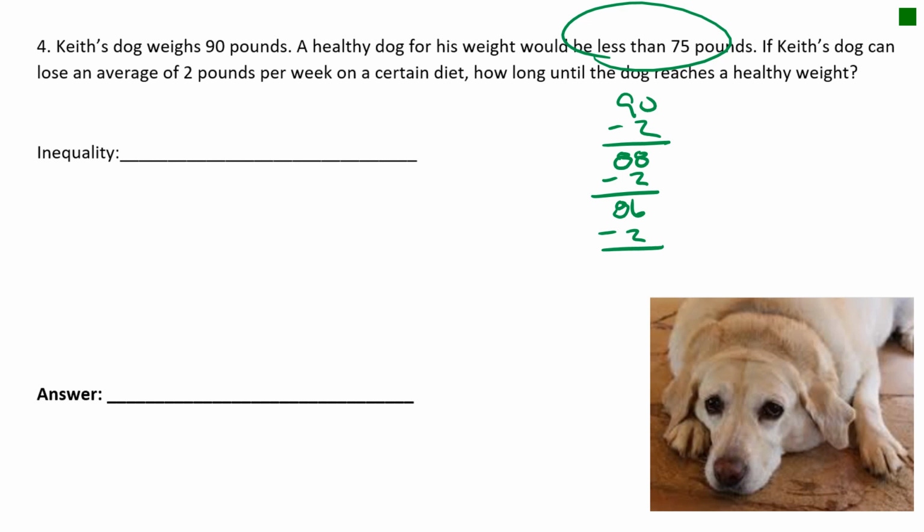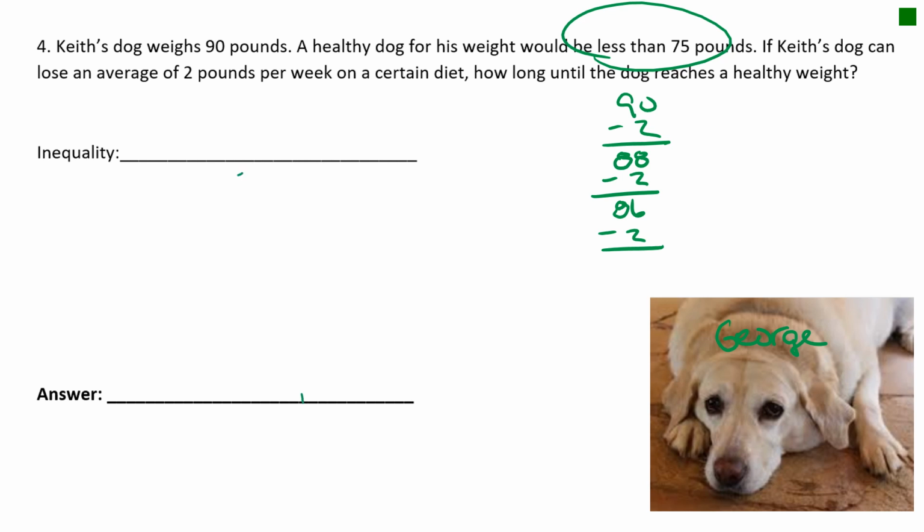We could use algebra. Look how sad this dog looks. We shall call him George. George the dog looks sad because George has to lose weight. Poor George. No donuts, George.